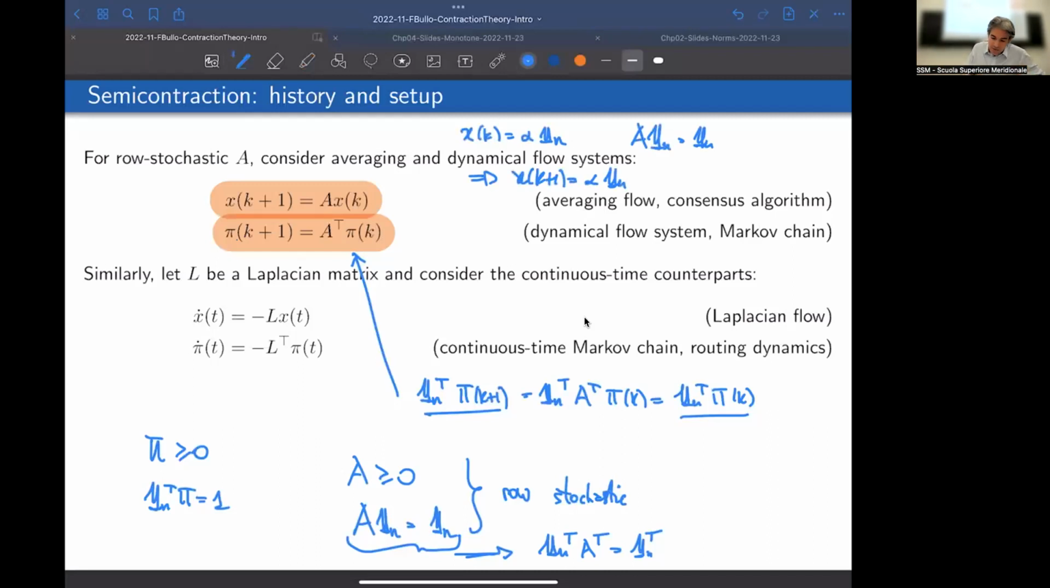It's also called an averaging flow because the rows of A sum to 1: A 1_n is equal to 1_n. The meaning of this equation is that each row consists of convex combination coefficients. They're non-negative and they sum to 1.